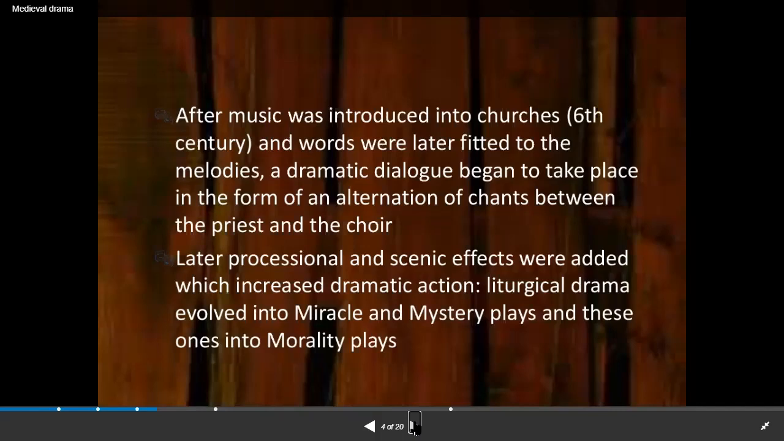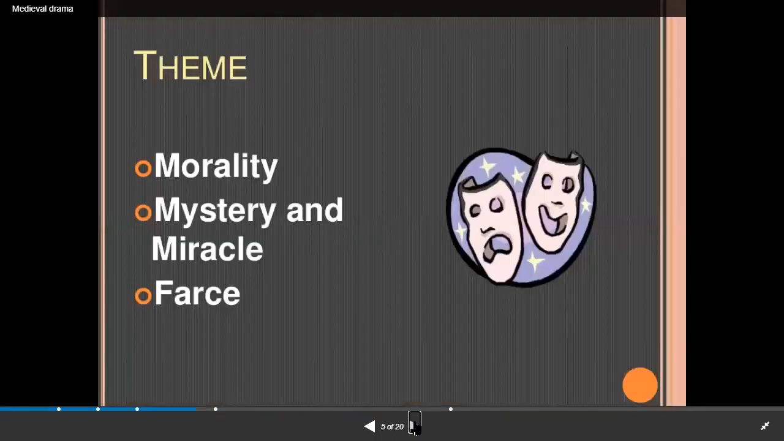In the form of an alternation of chants between the priest and the choir, later processional and scenic effects were added, which increased dramatic action. Liturgical drama evolved into miracle and mystery plays, which we have already talked about: biblical stories, saint stories, and mystery plays from the Bible. And then morality, right and wrong.